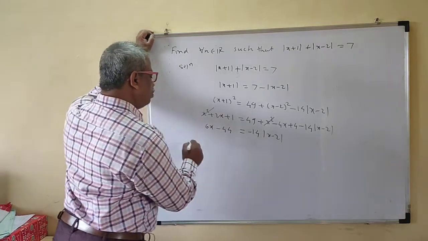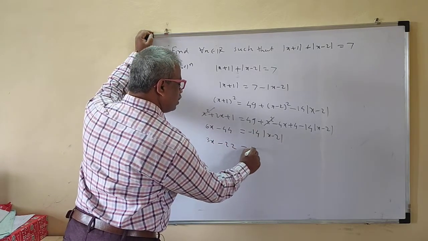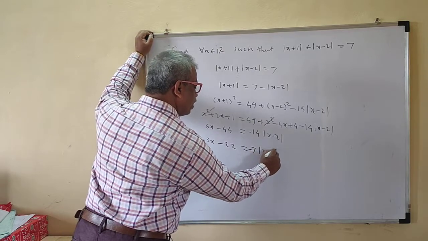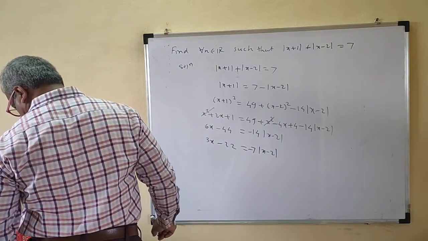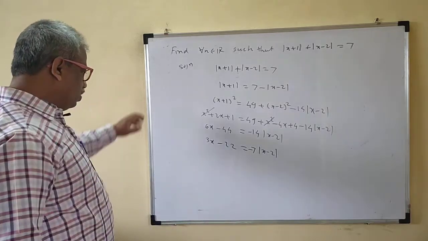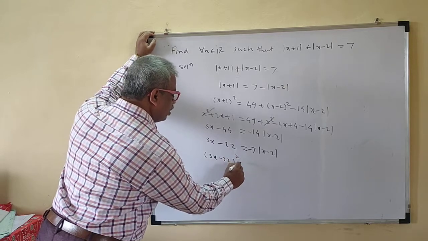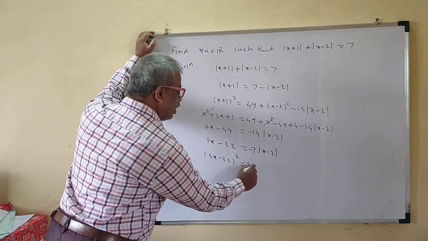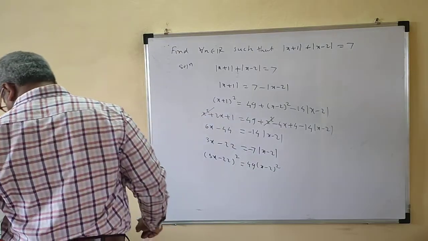Okay, divide by 2 now. So this is 3x minus 22, this is minus 7 mod of x minus 2. Right? And we take the square on both sides. What we get? 3x minus 22 square is equal to 49 into x minus 2 square.